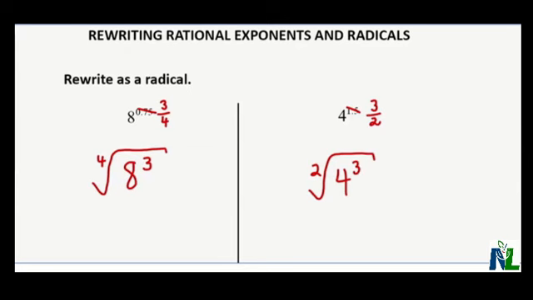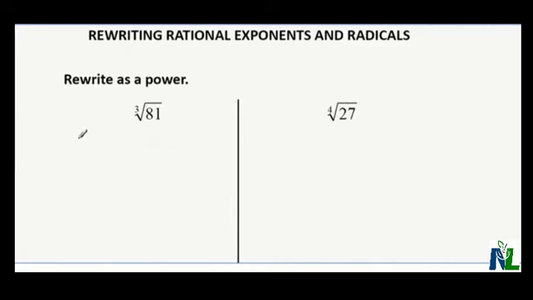Now you also need to know how to write these going the other way, from a radical into an exponent. So the exponent on 81 is 1. And if I want to write that, the index will become the denominator of your exponent. So this would be written as 81 to the exponent of 1/3. For the fourth root of 27, if there's no exponent written, it's a 1. The index becomes the denominator of your exponent. So it's 27 to the 1/3, or 1/3.